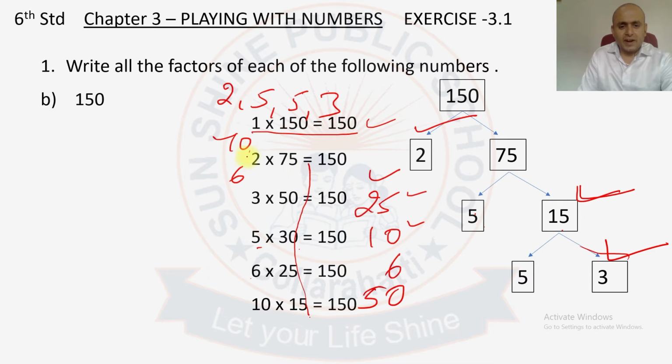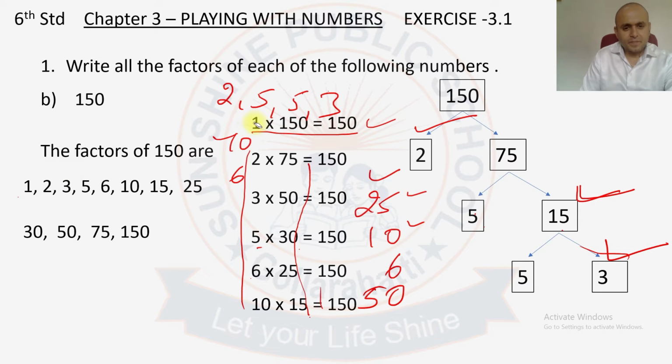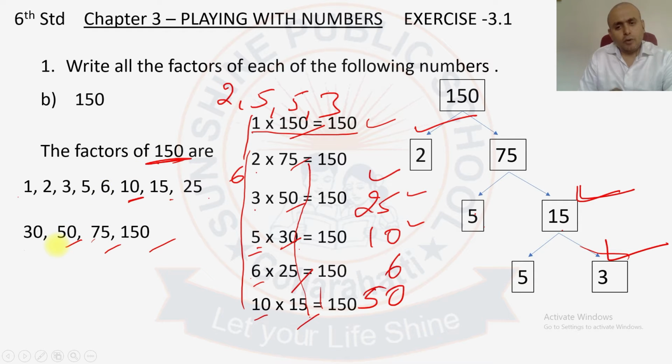So these are all called factors. From 2 to 10, and 15 to 75, we call them factors. So the factors of 150 are, starting from 1: 1, 2, 3, 5, 6, 10, next 15, 25, 30, 50, 75, 150. These are all factors of 150. If it is not clear, I will do another problem.